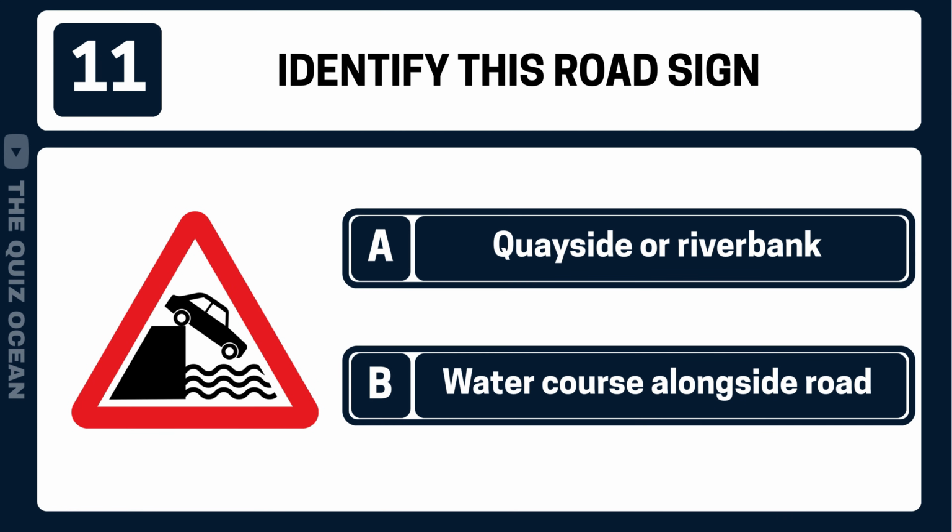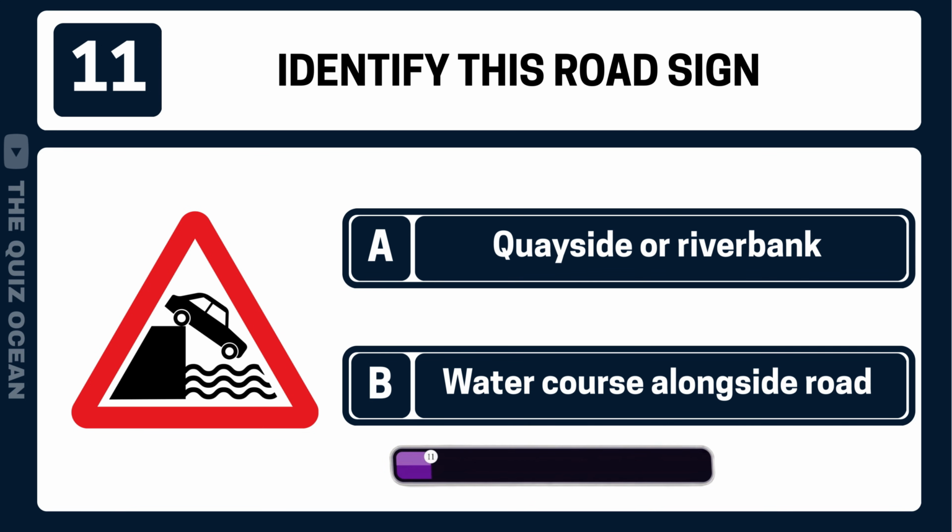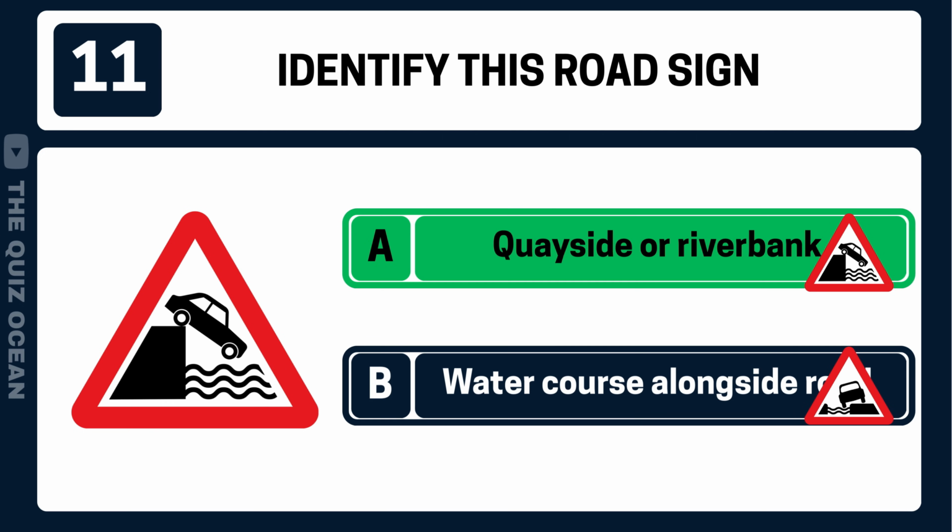Identify this road sign. A. Quayside or riverbank. B. Watercourse alongside road. Well spotted! This sign warns of a quayside or riverbank.